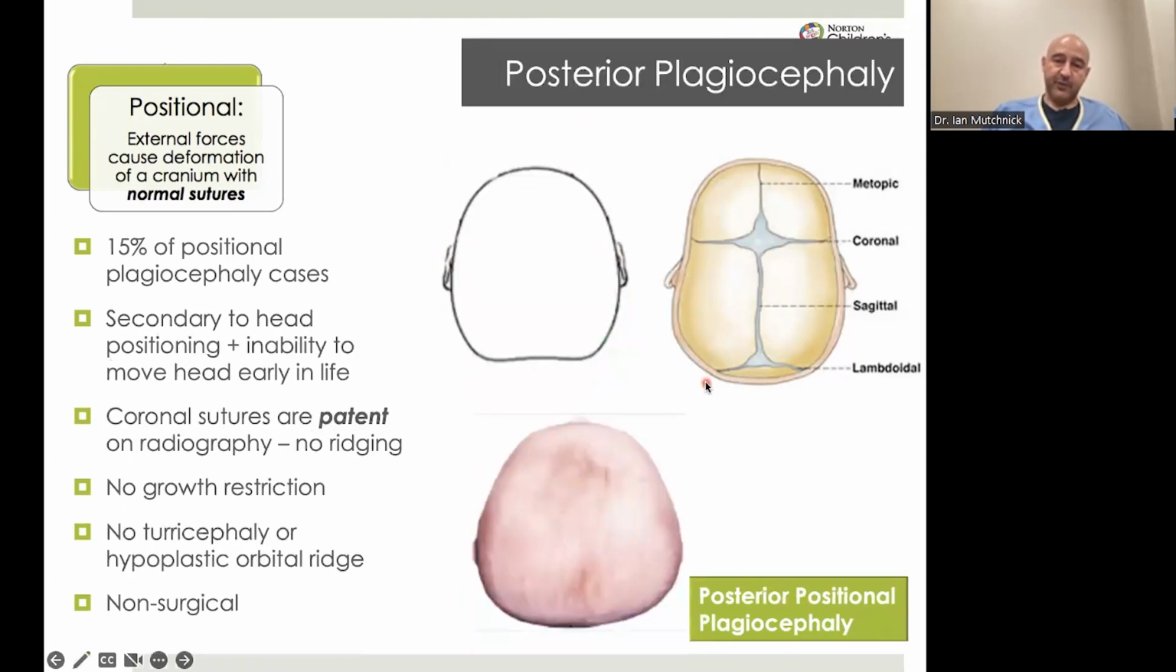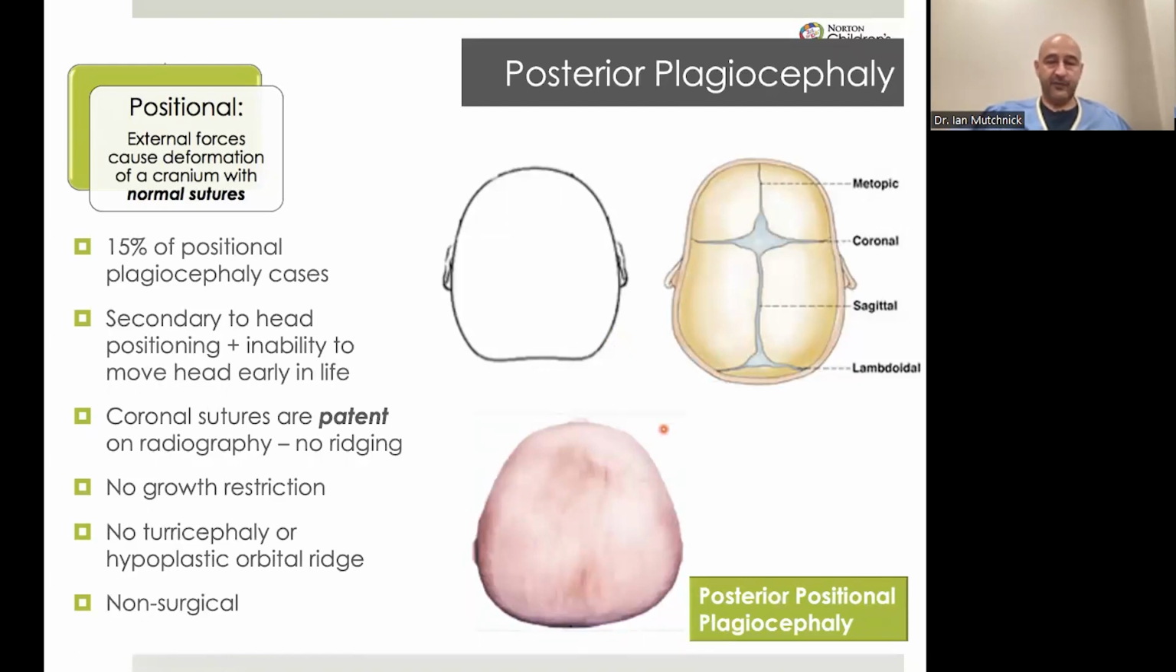This is a straight up posterior plagiocephaly where the kiddo wasn't looking to one side or the other, but the whole back of the head is flattened. Again, the sutures are open, and you can see it. It's just flat in back, and then there's biparietal widening. There can be bitemporal widening. So if it's just biparietal widening, it's a moderate posterior plagio, and if there's bitemporal widening, then there is a severe posterior plagiocephaly.